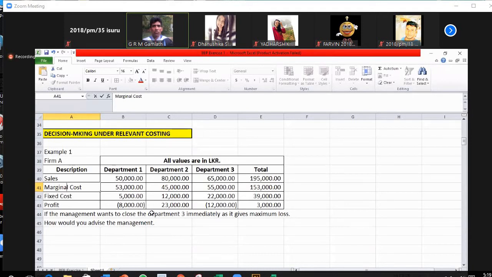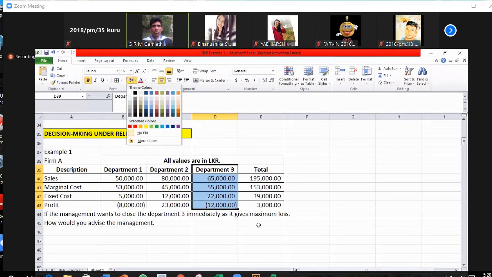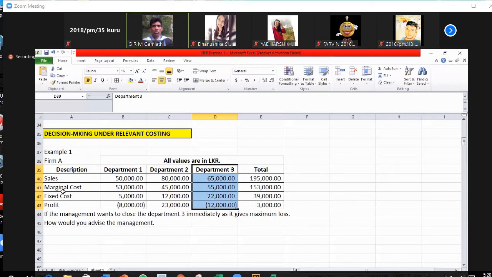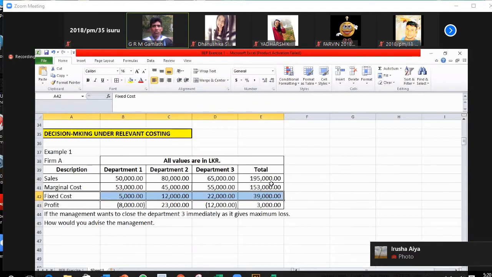But if the management wants to close the department three, the department that the management needs to close, because it gives the maximum loss of 12,000 rupees, then we have to get the decision based on the information. According to the marginal cost approach, we have to consider only this one and this one, because this cost is irrelevant. You remember that? Can you understand? Yes, sir. Because fixed cost is not a determinant in making decisions under relevant costing.